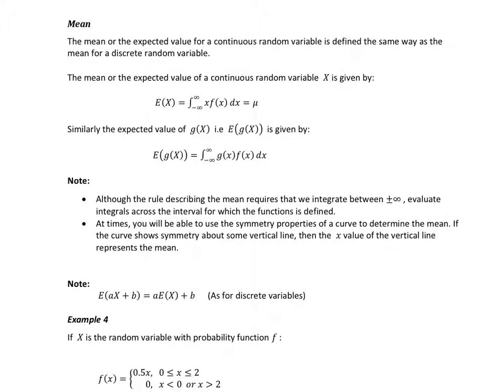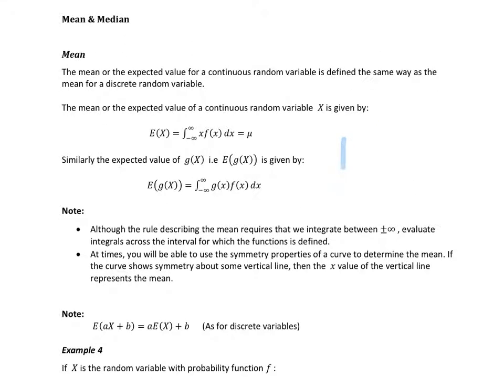Okay, so as a binomial distribution also has a mean and a standard deviation, a continuous distribution does as well. All right. So the mean for the continuous distribution is just given by the rule x times p of x.